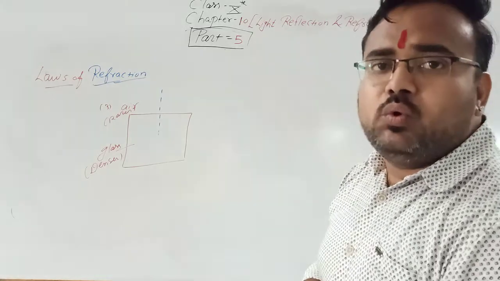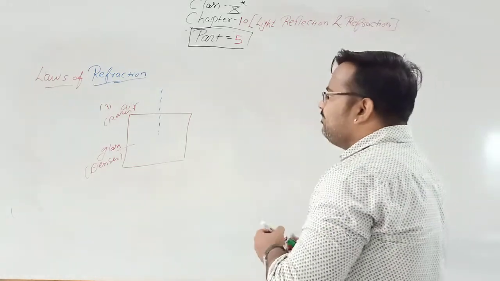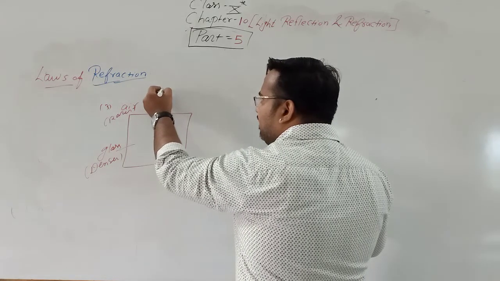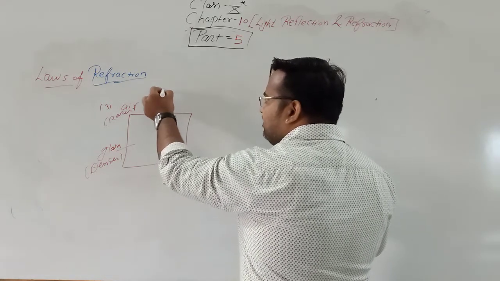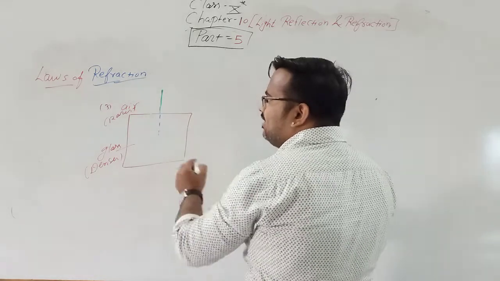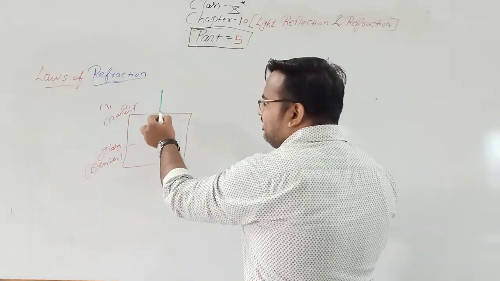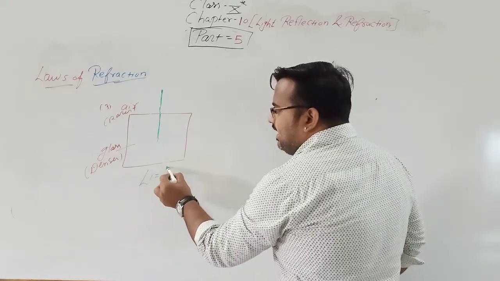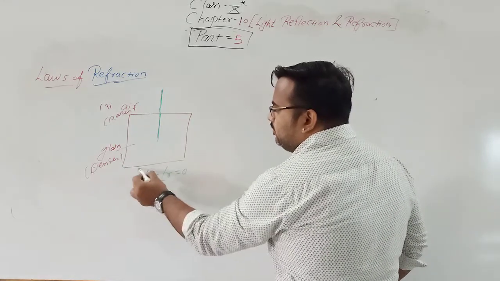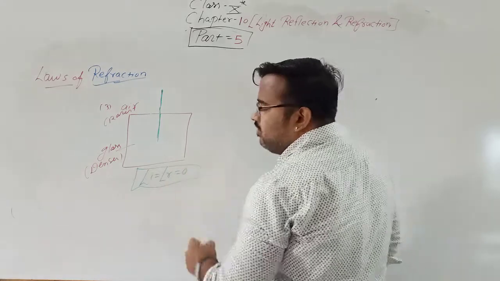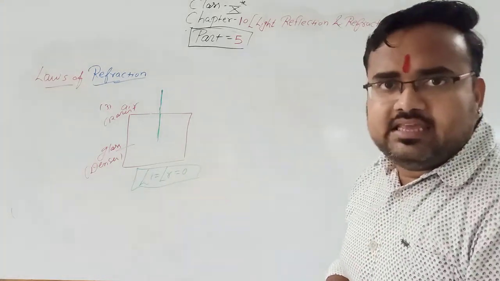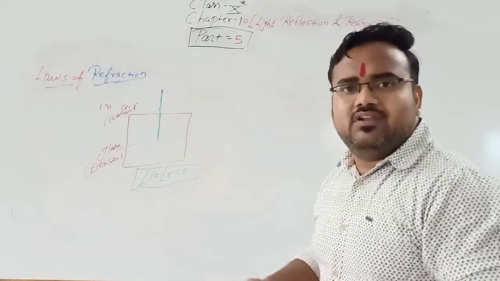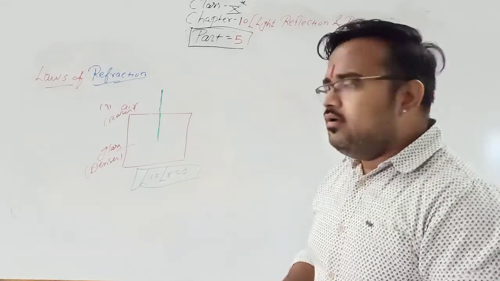If the incident ray travels along the normal, like this, then there is no refraction, then there is no bending. That means angle of incidence and angle of refraction are 0 degrees. Clear? Now, what is angle of incidence and what is angle of refraction? Now we are going to see in Snell's law.